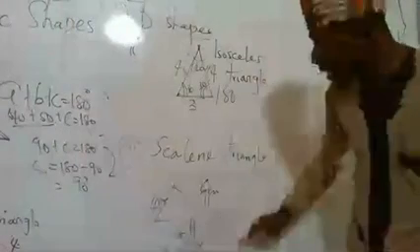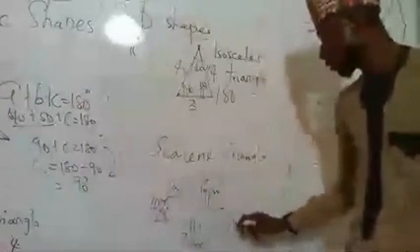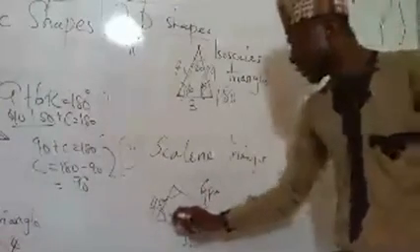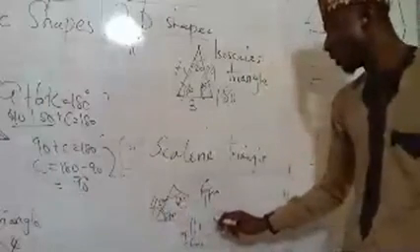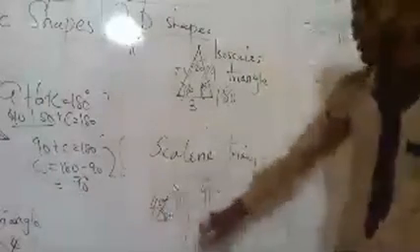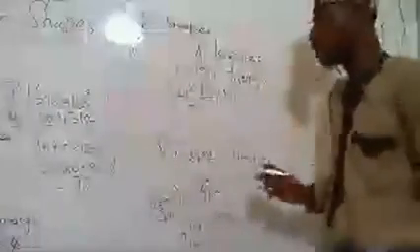So all the sides are not equal. Likewise, the angles are not equal too. The angles inside, this place may be 70, this place may be 60, and this place may be 50. So you see that all the angles and the sides are not equal. That is scalene triangle.